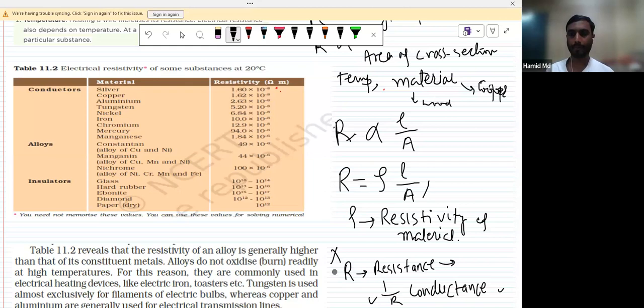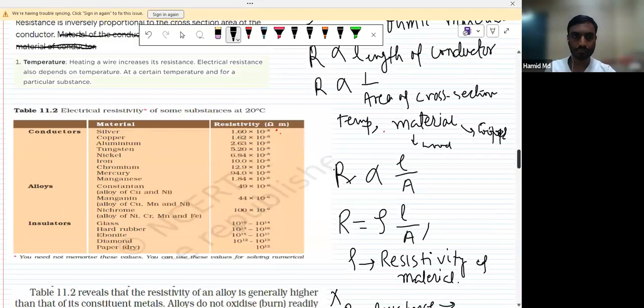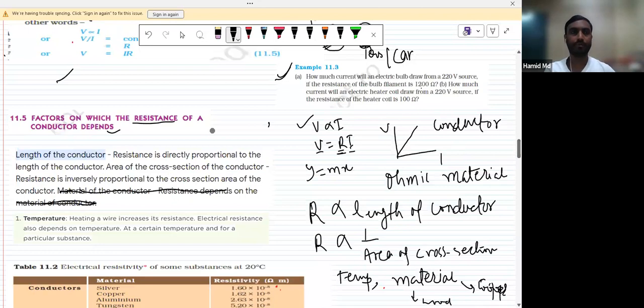Okay, sir. So you may write down all these statements. These statements from here are the definitions. After this, you may write till here. Finally, write R is equal to rho L over A. This will end this definition.